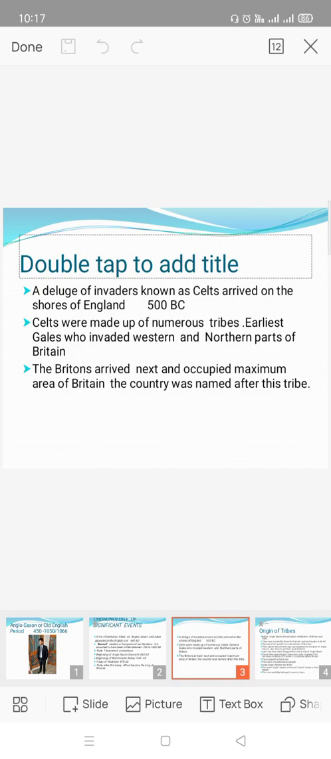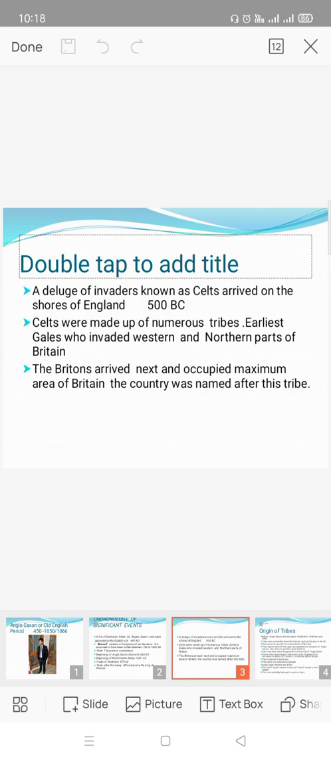How the period started, let's discuss it. A deluge of invaders known as Celts arrived on the shores of England around 500 BC, and those Celts were made up of numerous tribes. The earliest were Gaels. Nowadays, Gaels is a term which is used for Scotland. We say Gaelic literature, which is another name for Scottish literature. Those Gaels invaded the western and the northern parts of Britain.